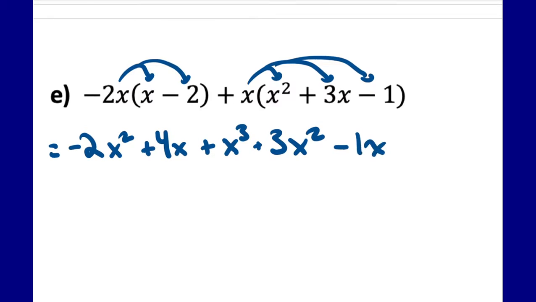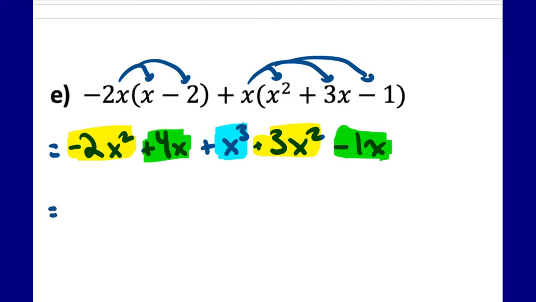Now that I've distributed my property, I can look for collecting like terms. I have a negative 2x squared and a 3x squared, so again x squareds. I have 4x and minus 1x. And in this example, I have a 3x cubed, but there's no other x cubed, which is okay, because you're allowed to have terms that don't have another like term in the expression. It just carries through, it just drops down. You don't collect it with anything.